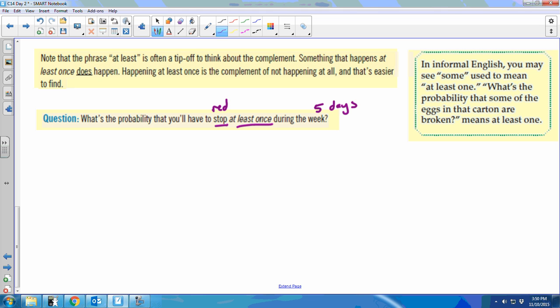So instead, anytime you see at least once, you should do 1 minus the opposite. So instead of doing at least once, we can do 1 minus the probability of no red, because that's what's left over. Once or twice, 3 times, 4 times, 5 times are all possibilities for that probability, but you still have the probability of 0 red. So I can subtract that off, and I'm left with what would actually happen once, twice, 3 times, 4 times, 5 times.